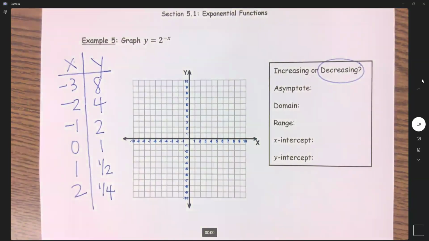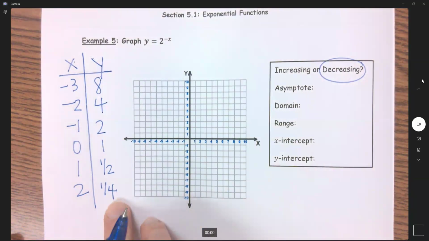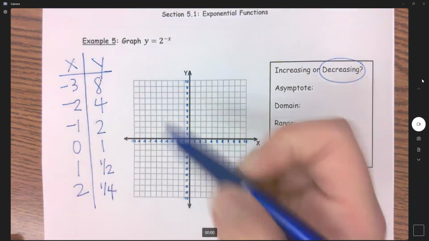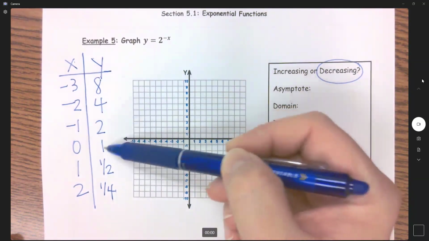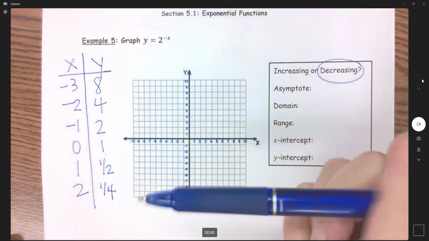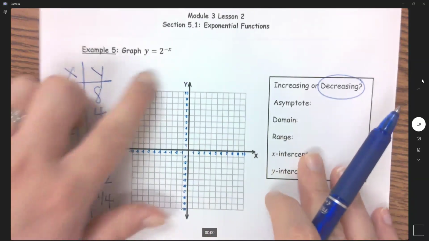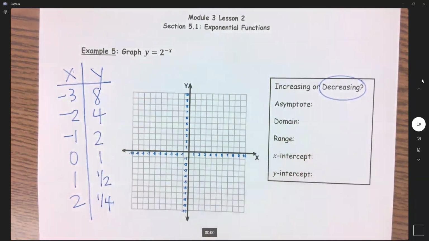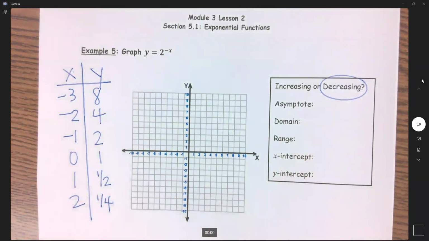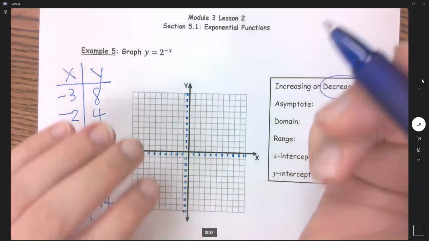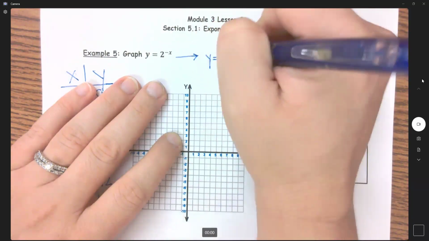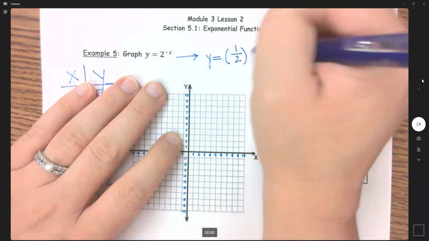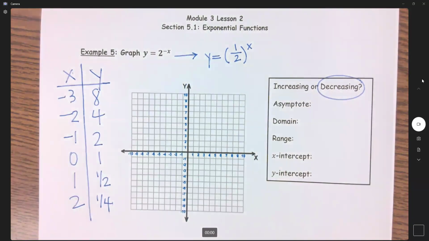Okay, so you can see here that now my values are getting cut in half. Half of 8 is 4, half of 4 is 2, half is 1, half is a half, half is a fourth. And the reason is this really isn't quite in quote standard form. We typically want that exponent to be positive. So another way to write this would be y equals 1/2 to the x power.